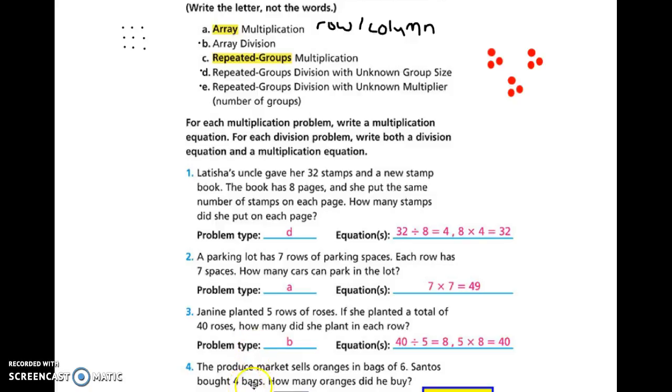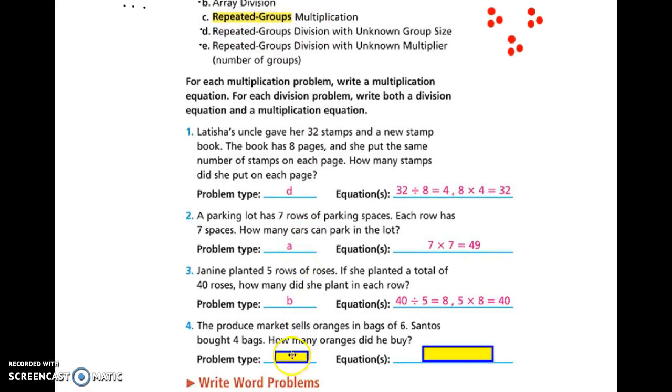So I know that it's a multiplication problem. So I'm going to eliminate that it's an array. It's not an array. And these ones are division. So the only other one is this repeated group multiplication, C, which is correct. So my equation is going to be 4 times 6, which equals 24. All right, great work.